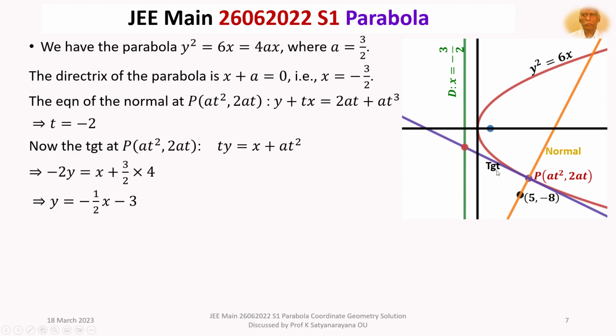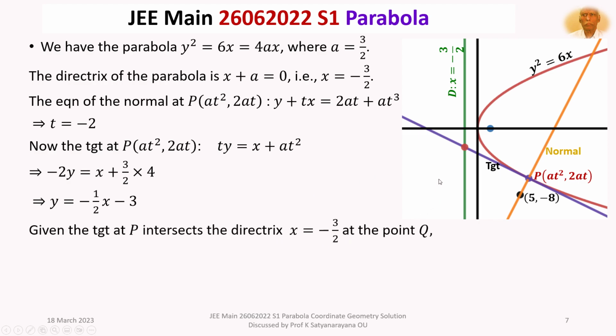And it is given, it is intersecting the directrix at a point Q and required to find the ordinate, that is the y coordinate of this point Q. Now, given the tangent at P intersects the directrix x is equal to minus 3 by 2 at the point Q. This is the point Q. And required to find the ordinate of Q, that is the y coordinate of Q. The x coordinate is anyway minus 3 by 2.